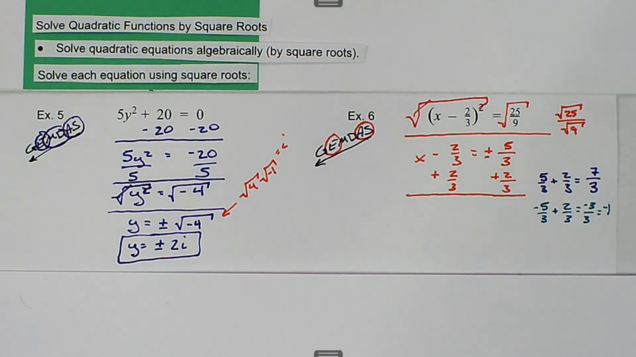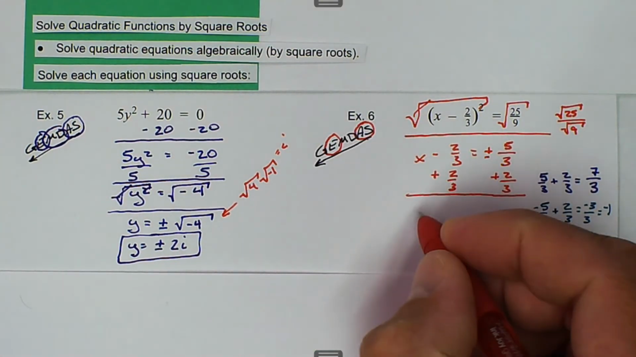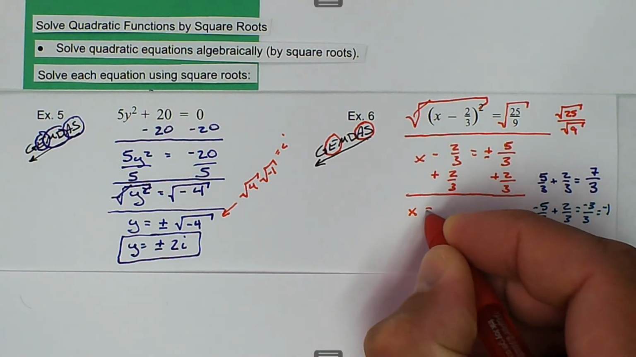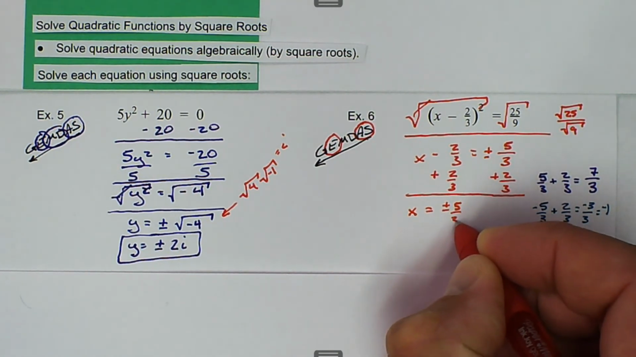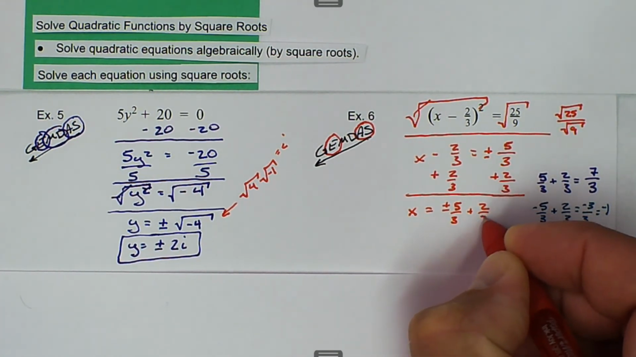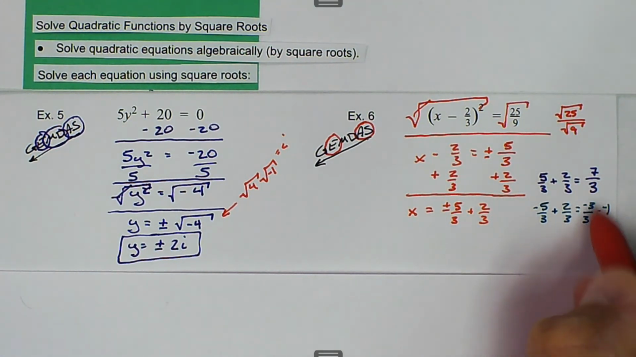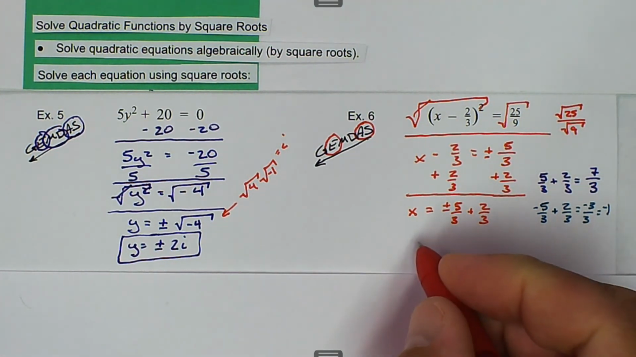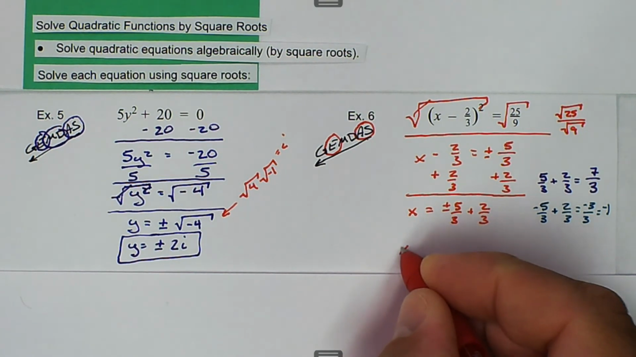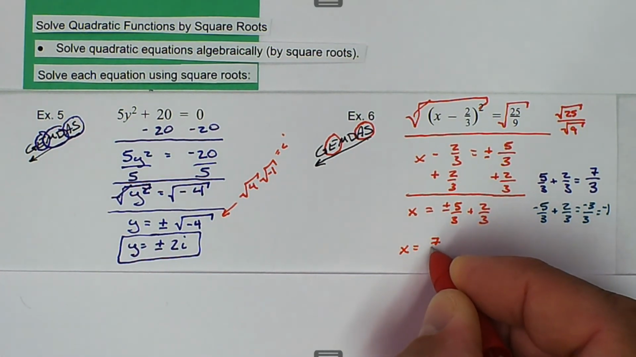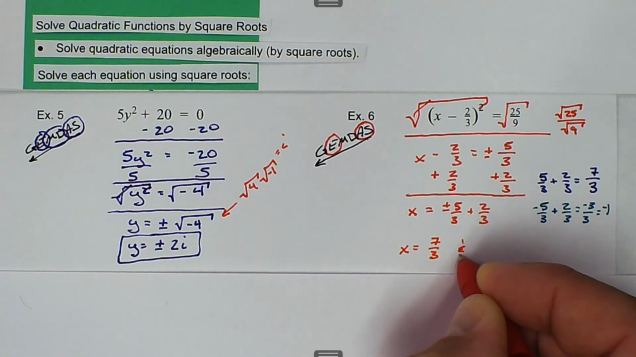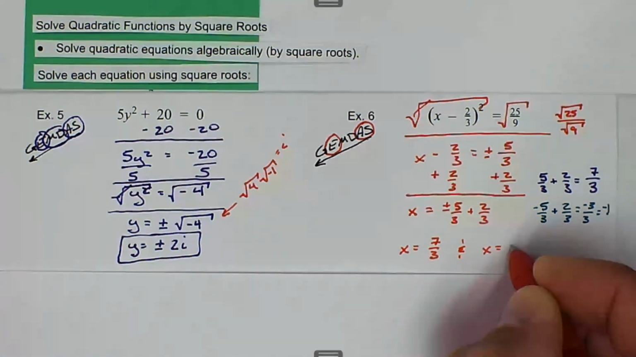So when we get our answer for this, we say x equals, and then this is plus or minus 5/3 plus, and then we did that math over here. And so our solution is x equals 7/3 and x equals negative 1.